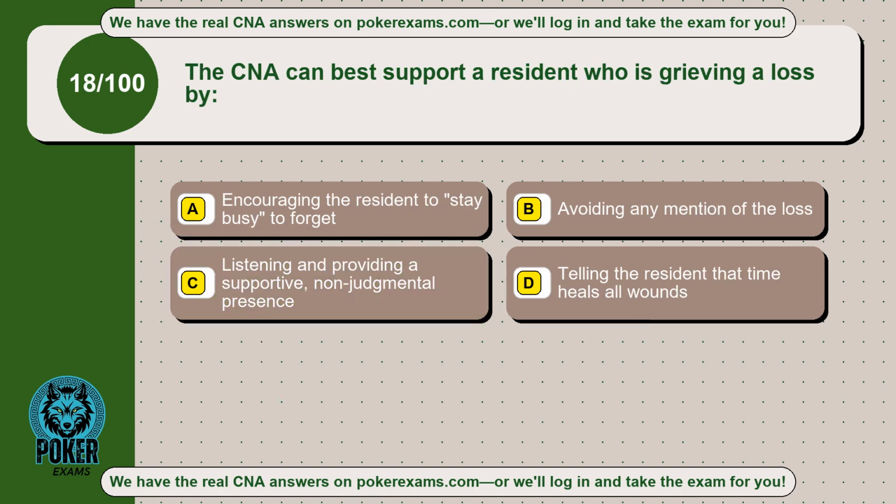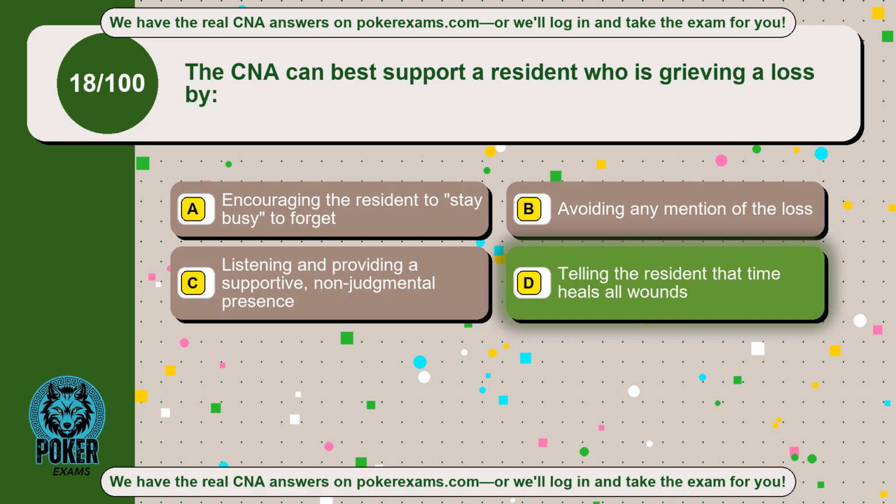Question 18. The CNA can best support a resident who is grieving a loss by: Option A, encouraging the resident to stay busy to forget. Option B, avoiding any mention of the loss. Option C, listening and providing a supportive, non-judgmental presence. Option D, telling the resident that time heals all wounds. The correct answer is option D.